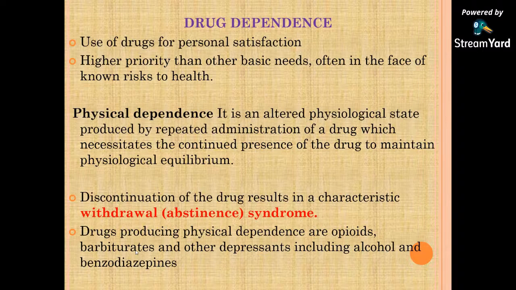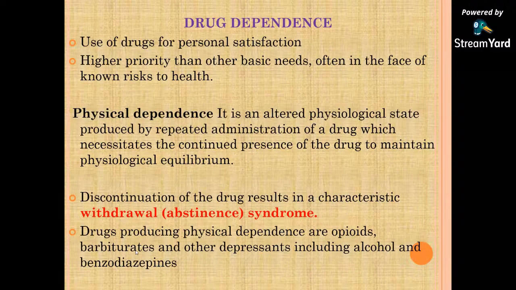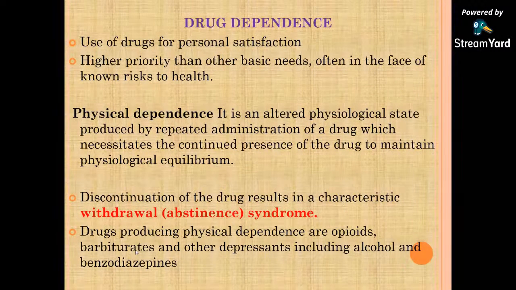Okay, so physical dependency means an altered physiological state produced by repeated administration of the drug. If that patient is taking the drug continuously, what will that drug do? That drug will alter the physiological state of that particular patient, and necessitates the continued presence of the drug to maintain the physiological equilibrium. So in such cases, to maintain the physiological equilibrium, the patient has to take that tablet or particular medicine continuously.